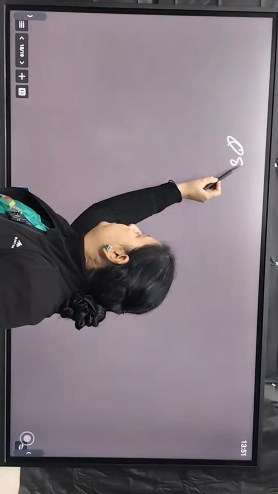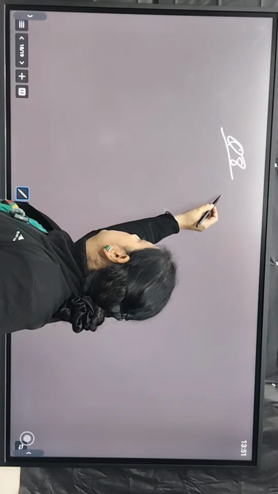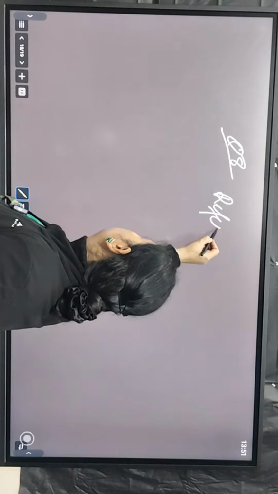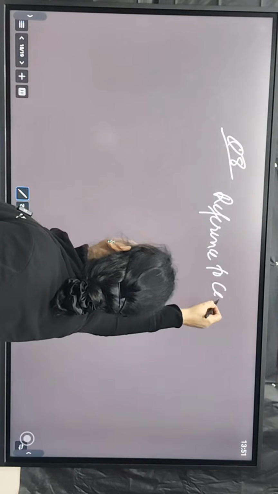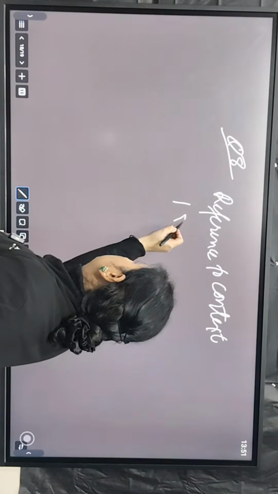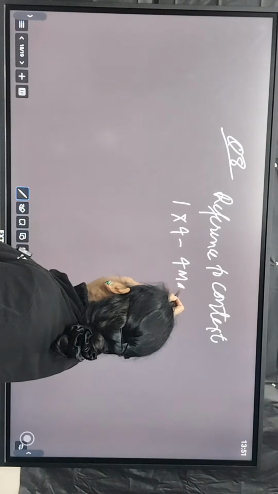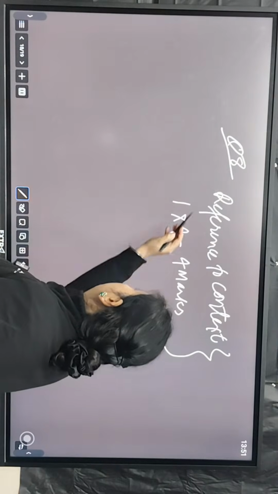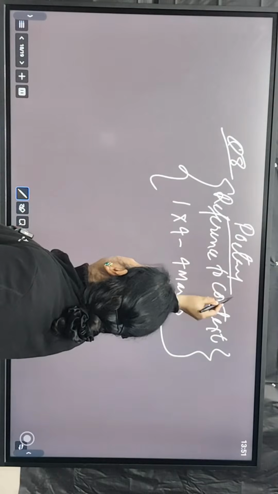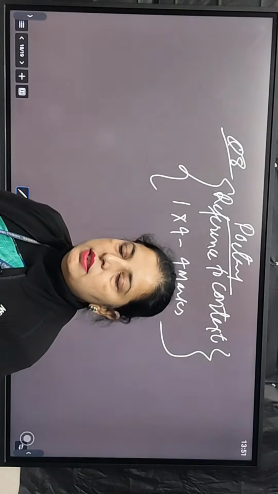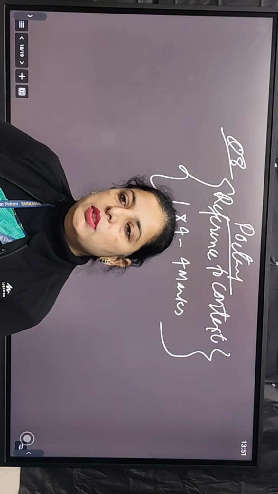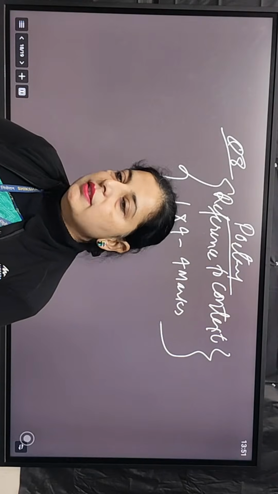Question number 8. Question is based on reference to context, followed by 4 questions, 4 marks. बेटा ये पार्ट आपका poetry से आएगा, Flamingo बुक की poetry. You have been given a stanza and that stanza is followed with 4 questions. One question scores 1 mark. एक क्वेश्चन के लिए 1 mark आपको मिलेगा.